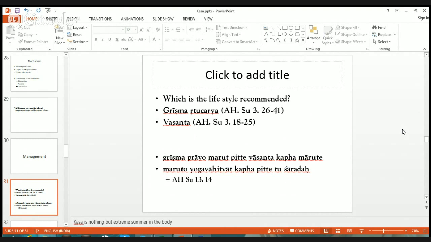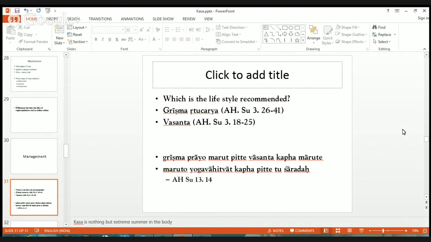And then before the summer, there is also Vasanta. In certain cases of Kasa, there may be increased accumulation of kapha. Although it is a vata pathology, the kapha has increased so much that it is actually blocking or covering the vata. It can be called obstructive kapha or even covering, which is known as avarana. So in this case, we can adopt the Vasanta or the spring Ritucharya, which is also described in the same chapter, Ashtanga Hridaya Sutrasthana, third chapter, from the 18th verse up to the 25th verse.